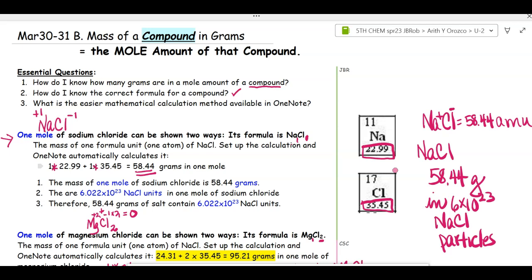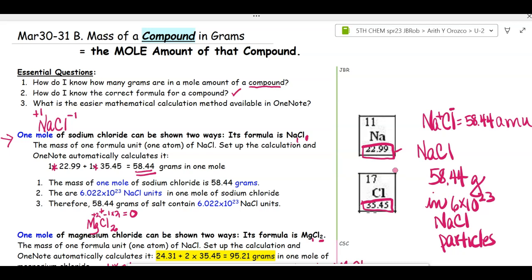All right, and remember the reason that this is important, what we're doing today, is we can't work in the lab with particle amounts. They're way too small. We can't measure them. But we can measure mole amounts on a balance, and that's why this number on the bottom of the periodic table in grams is so useful, because we can measure out 22.99 grams of sodium.